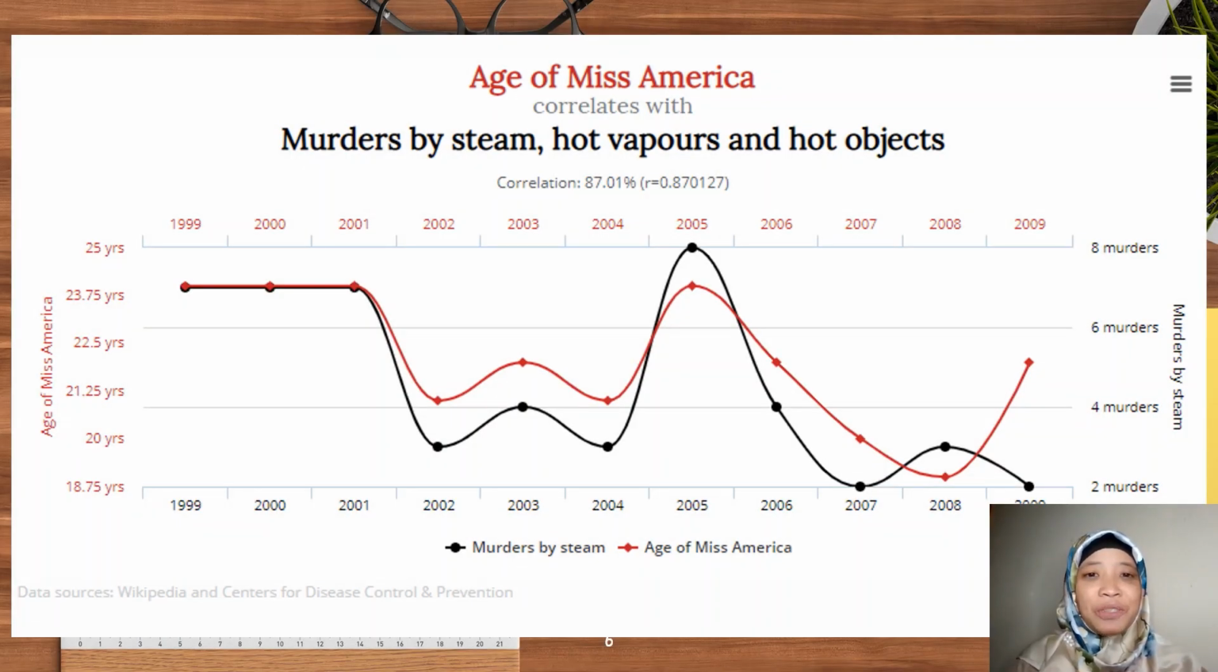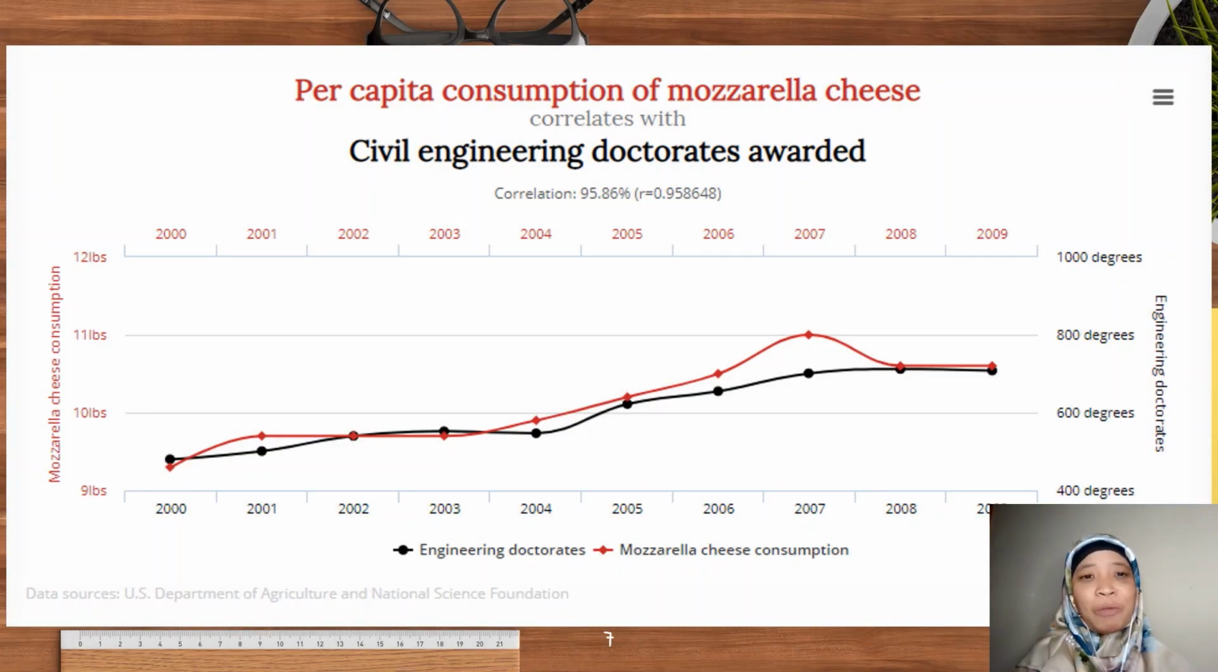The next graph shows the correlation between the age of Miss America and the murders by steam, hot vapors, and hot objects. You can see that the R here is 0.87. It's also a pretty high correlation between the two variables. What should we do with this? Should we limit the age of Miss America? Should we just not let anyone older than 18 years old be Miss America? So it's probably the good news.